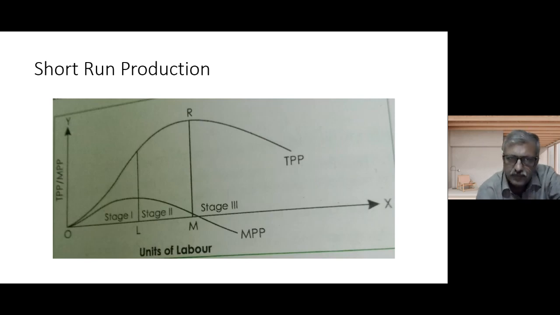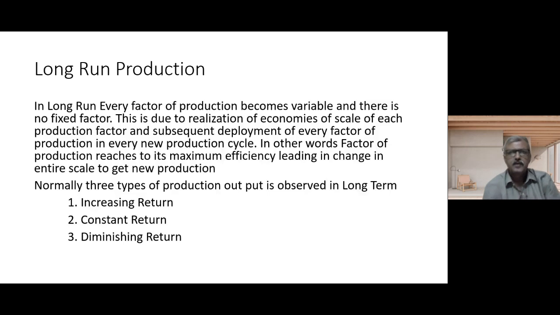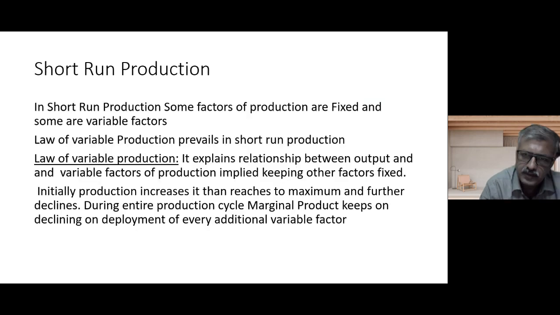Then we move to, then our production moves to the next stage, which is called long run production. Now, what is long run production? If you recollect, when I was explaining short run production, I told you in short run there are two types of factors. One is variable factor and the second one is fixed factors.